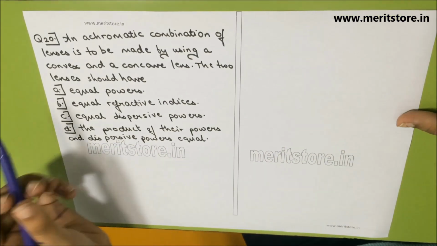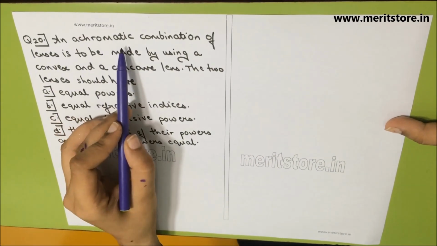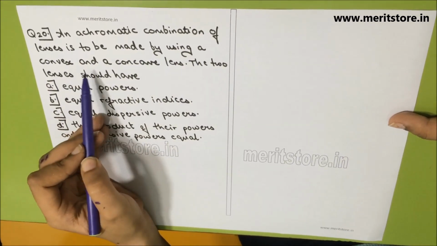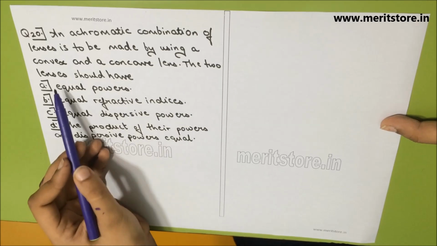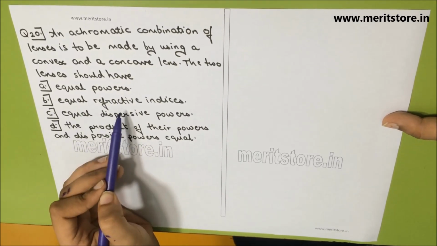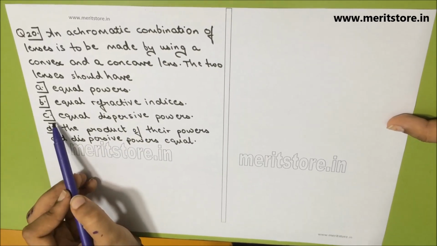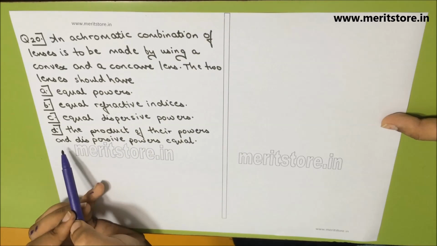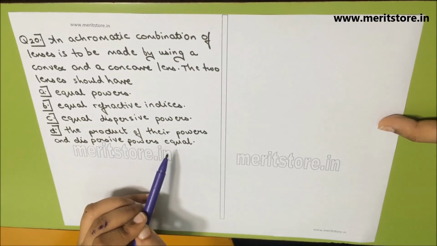Option D. Question 20. An achromatic combination of lenses is to be made by using a convex and a concave lens. The two lenses should have A. equal powers, B. equal refractive indices, C. equal dispersive powers, D. the product of their powers and dispersive powers equal.